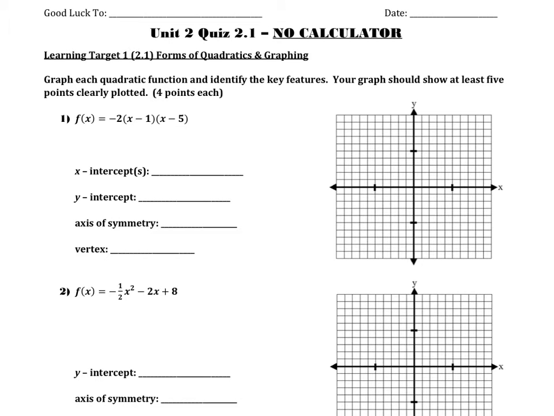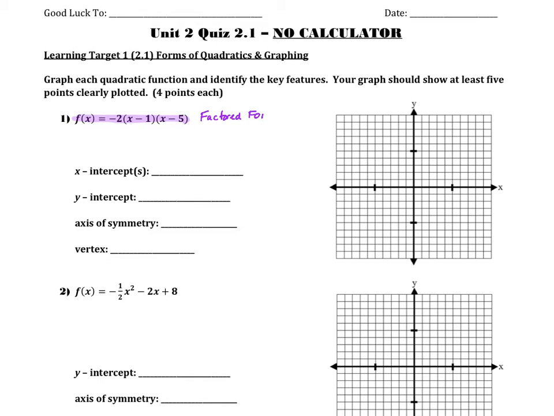In this video, we're going to go over quiz 2.1 from Unit 2 on graphing quadratics and forms of quadratics. So the first question was f of x equals negative 2 times (x minus 1) times (x minus 5). So this is an equation that's in factored or intercept form.